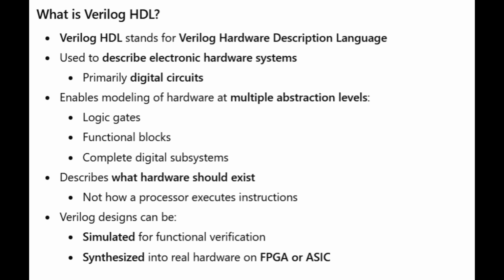What is Verilog HDL? Verilog HDL stands for Verilog Hardware Description Language. It is a language used to describe electronic hardware systems, particularly digital circuits. Using Verilog, we can model hardware at different levels of abstraction, from simple logic gates to complete digital subsystems. Verilog does not describe how a processor should execute instructions. It describes what hardware should exist. This hardware can then be simulated for functional verification and synthesized into real logic on an FPGA or ASIC.